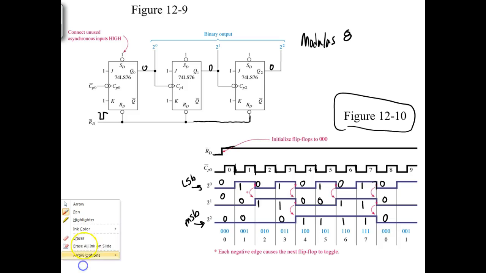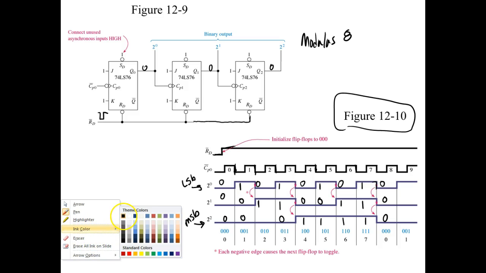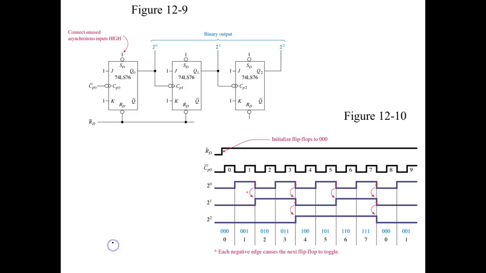Now look at the frequencies of the output. Notice for every 2 pulses of our clock, for every 2 cycles of our clock, I get 1 cycle out. So if this clock right here was running at 10 kilohertz, then what would be the frequency of the 2-0 output?